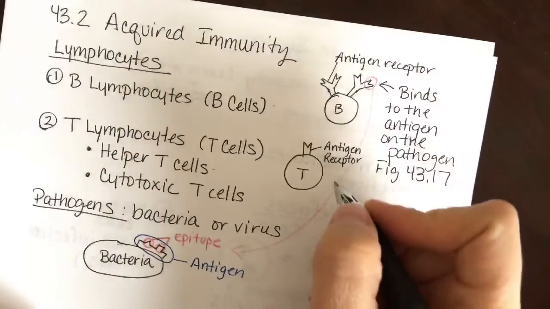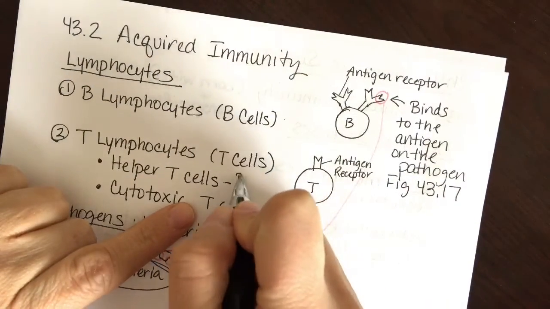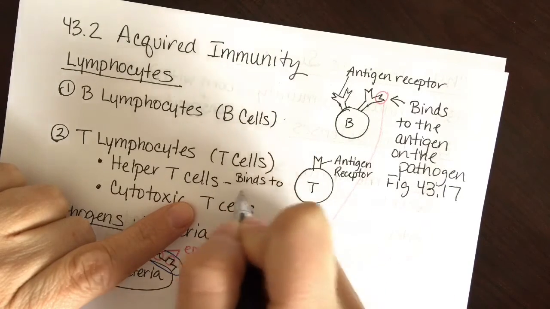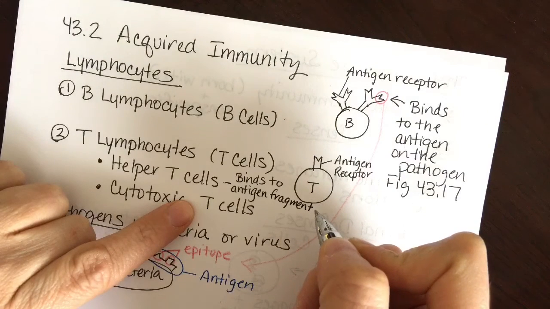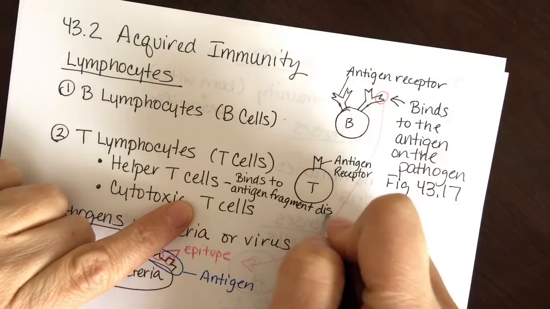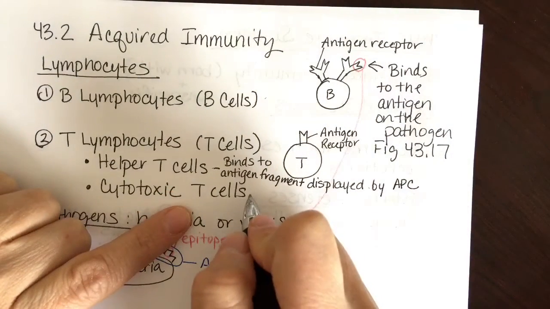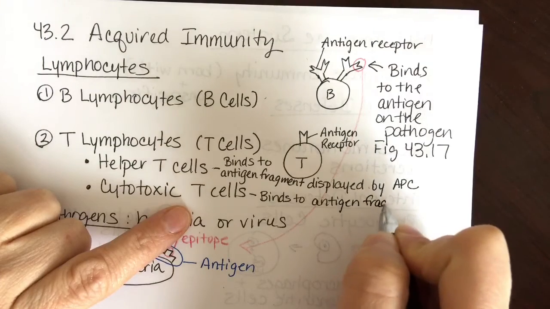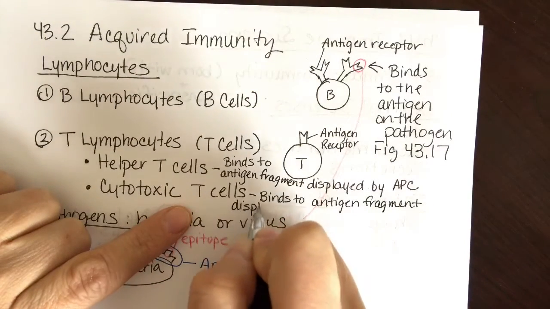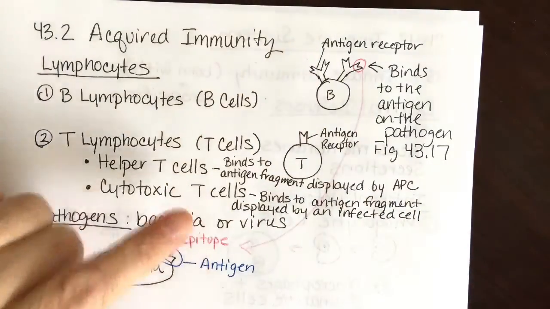Versus your T cells, whether or not it's helper or cytotoxic T cells, they're binding to antigen fragments. So a helper T cell, the antigen receptor binds to an antigen fragment, and the fragment is displayed by an antigen presenting cell. And APC is the antigen presenting cell. The cytotoxic T cell binds to an antigen fragment displayed by an infected cell.